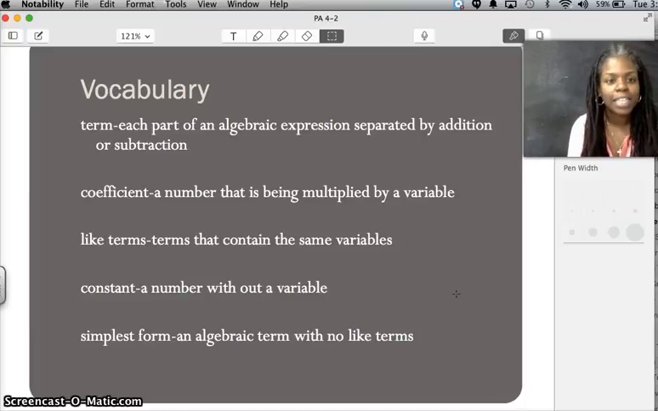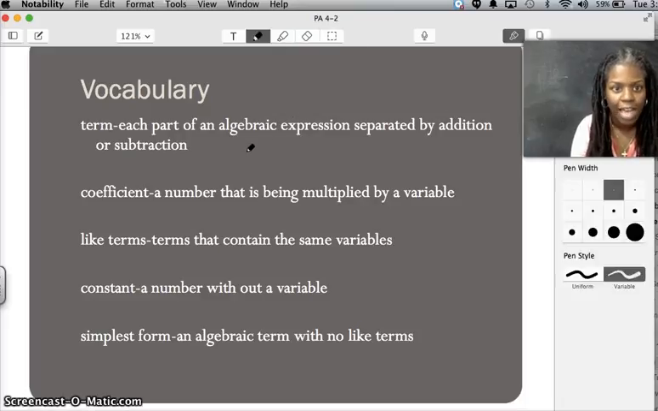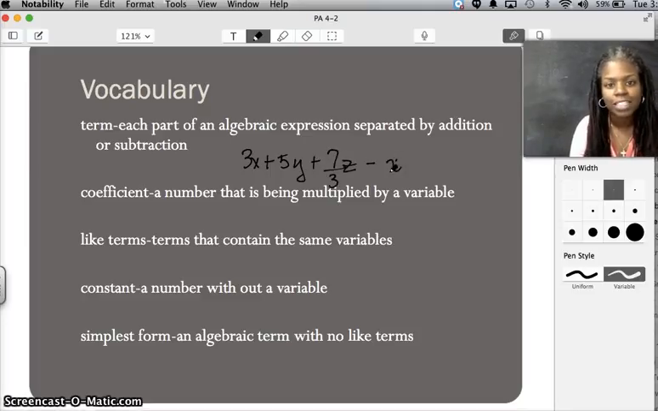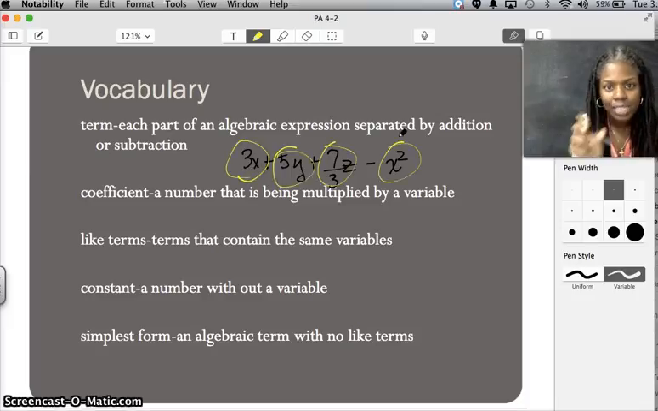So a term is each part of an algebraic expression separated by addition or subtraction. So if I had an algebraic expression like the following, let's say 3x plus 5y plus 7/3 z minus x to the second power, what I notice is that there are clumps of expressions that are separated by addition and subtraction. What this tells me is that in this case, I have a 4-term expression. So these are 4 separated terms.